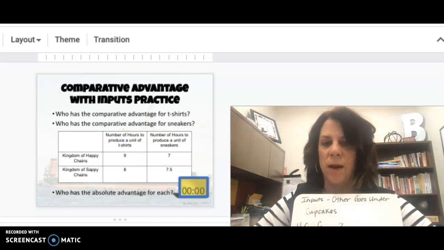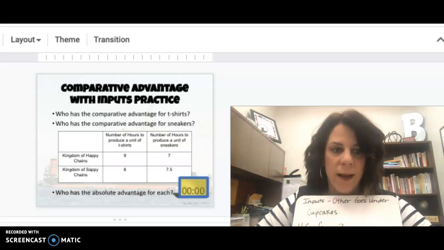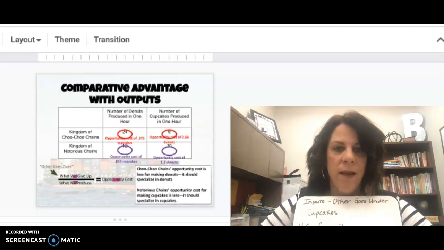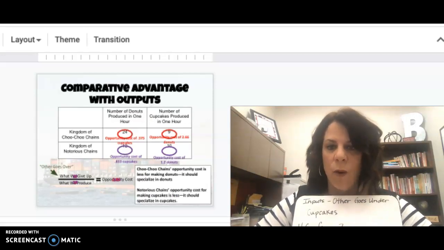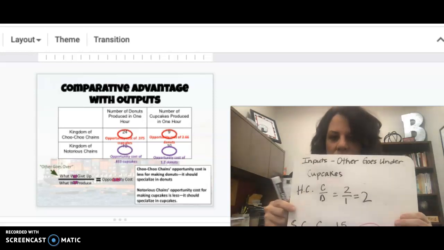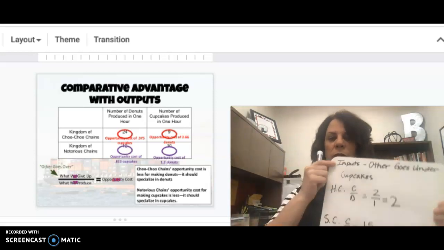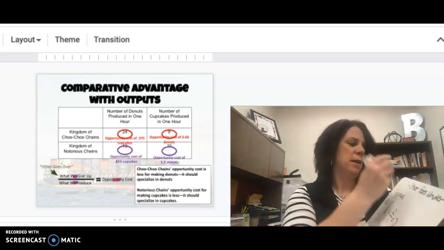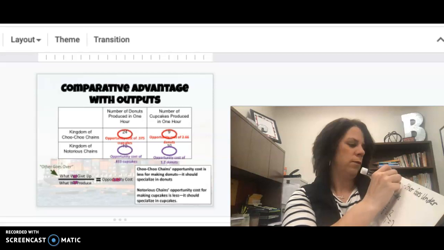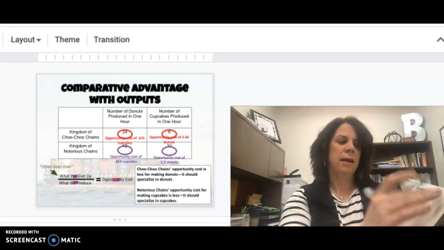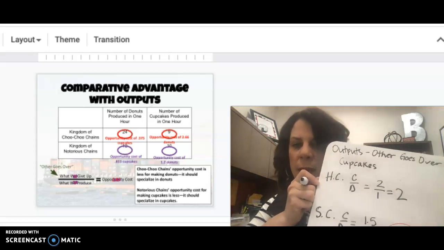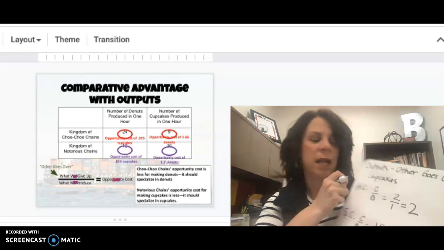This next one is just independent practice that we're going to do in class. So I'd encourage you to do that. And then here's another example with outputs. So we do the same thing, only at the top now, our other goes over. So I'm going to change this at the top to outputs. And the way that I remember this is all those O's, right? Outputs, other goes over, lots of O's.